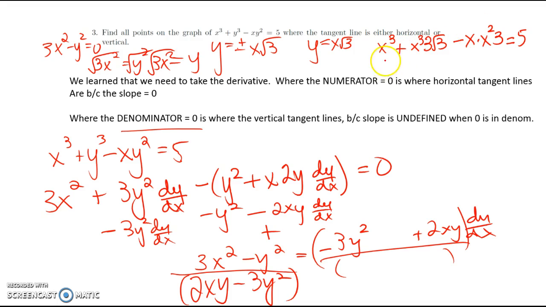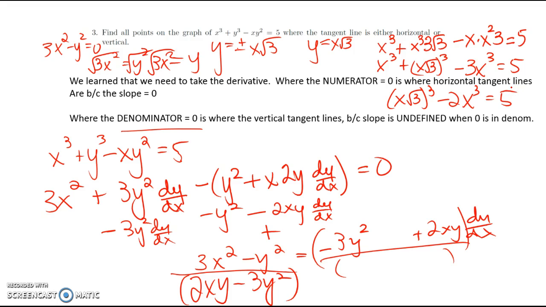So basically, he wrote this as x to the third plus x square root of 3 to the third minus 3x to the third. See how we have this x to the third theme going on? Equals 5. X to the third minus 3x to the third. So I'm going to do this x, and that'll be minus 2x to the third. Right? Let's factor out x to the third.